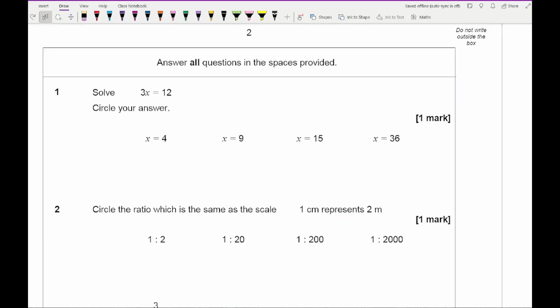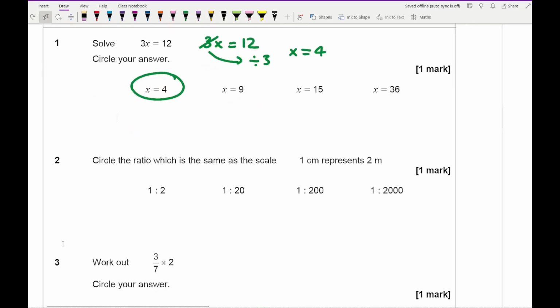So let's get started on question 1. Question 1 says solve 3x equals 12. So all we need to do here is get x by itself. How do we do that? Well, we get rid of the 3. What's the 3 doing? It's multiplying, so we divide 12 by 3, leaving us with x equals 4. So I want to circle my first option.